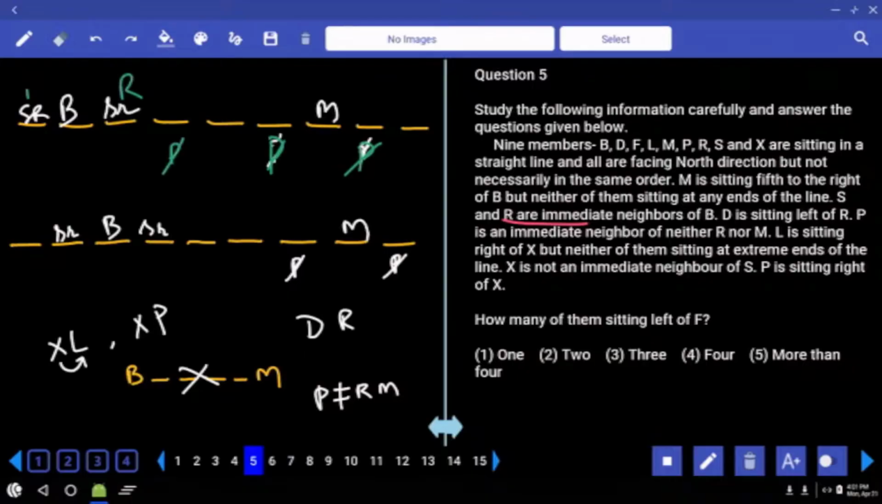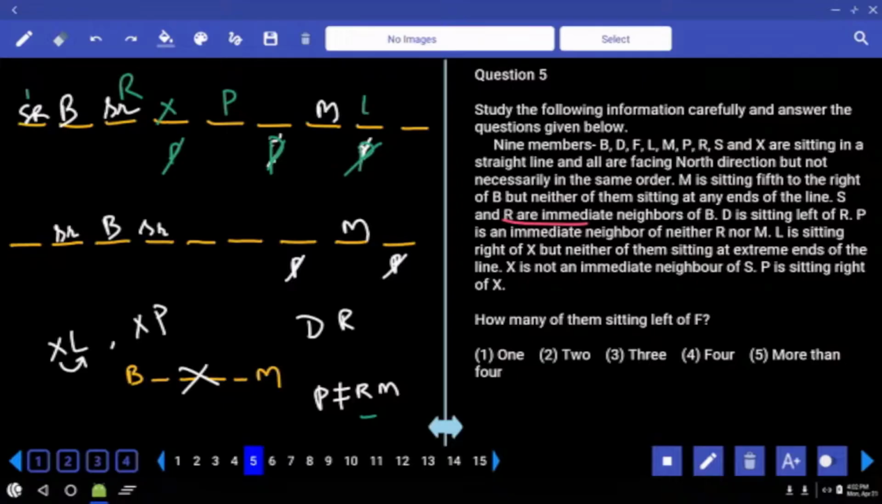And if you take R at this place, then P is not an immediate neighbor of R as well. If R is here, then P and X are adjacent to each other. Then finally P must be at this place. Now P is here, then X will be at this place. If X is here, P is not an immediate neighbor of R and M, and L is to the immediate right of X. Is it possible? No. Clear?